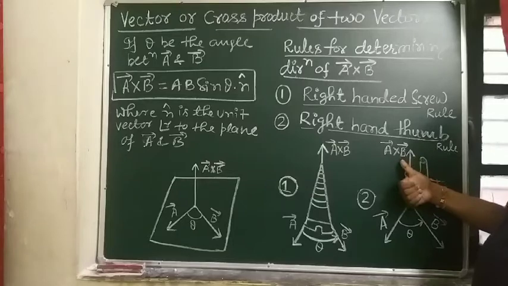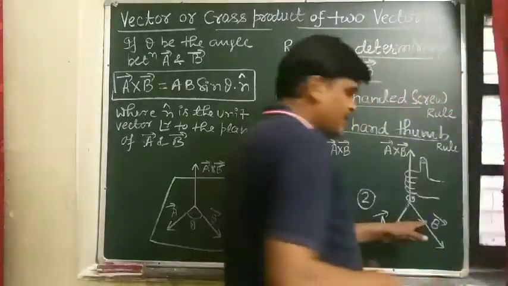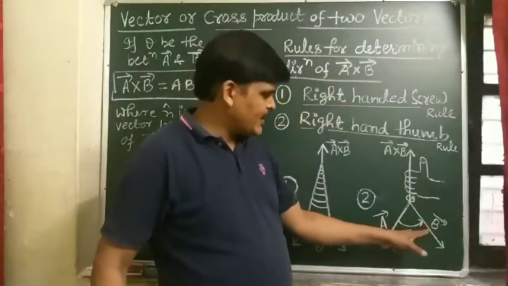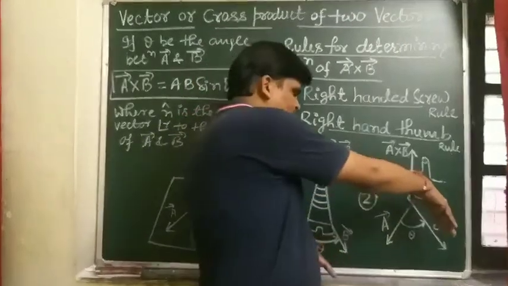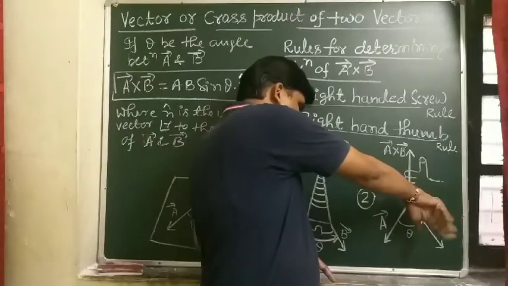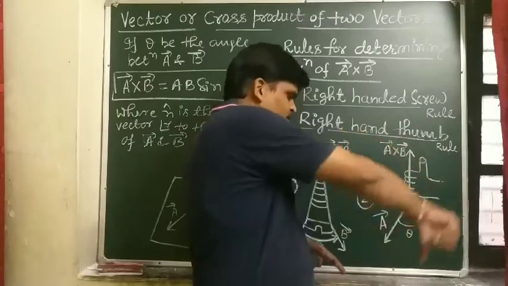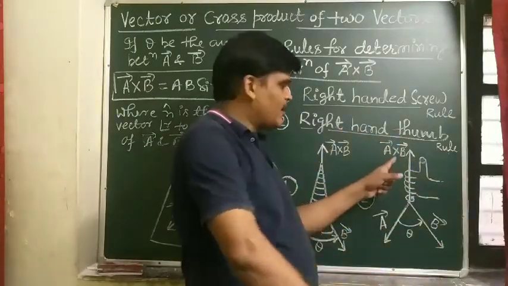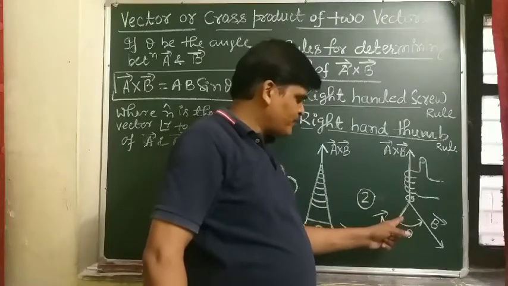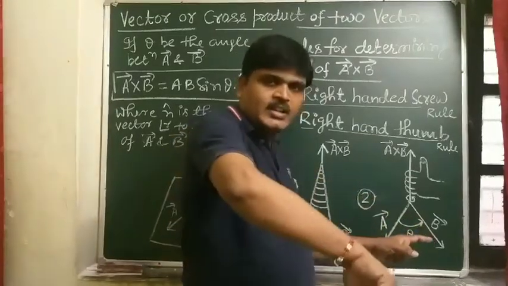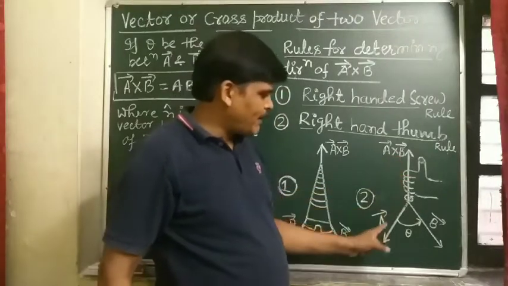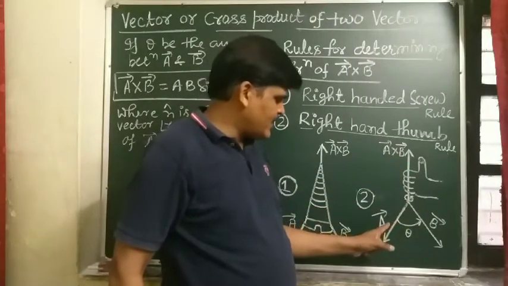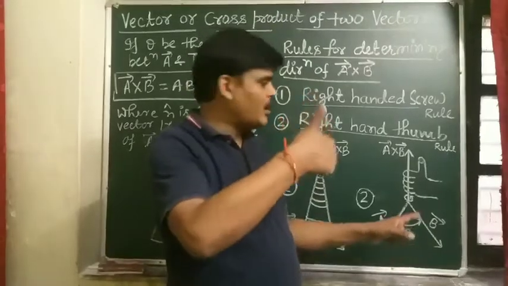And suppose the first vector is B and the second vector is A, and we again rotate from the first vector to the second vector. Then the direction of A cross B is perpendicular to the plane of A and B, which is inward in one case, and here the direction of A cross B is perpendicular to the plane of A and B, which is outward.